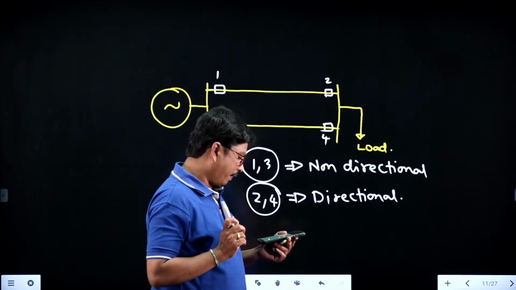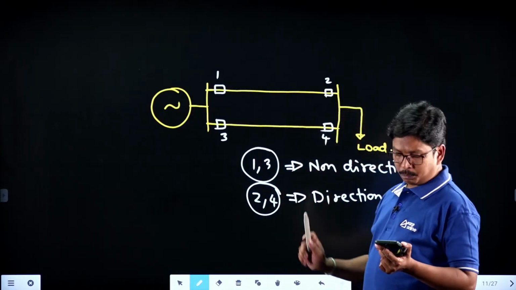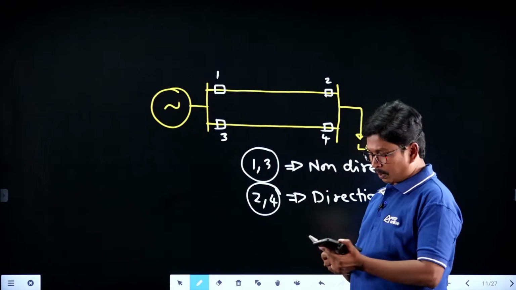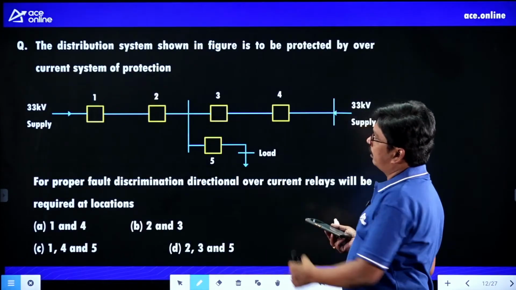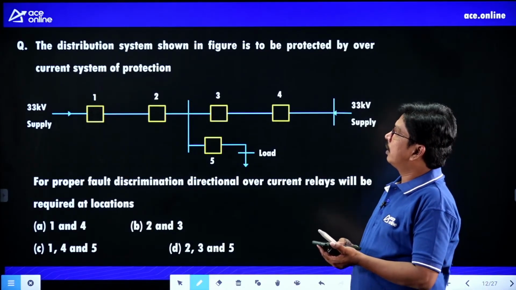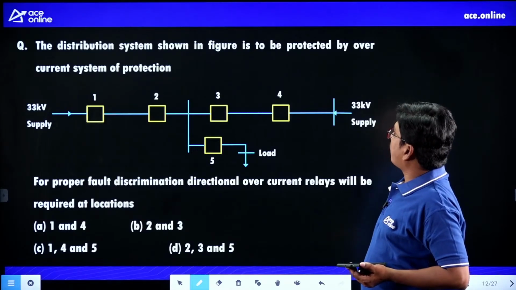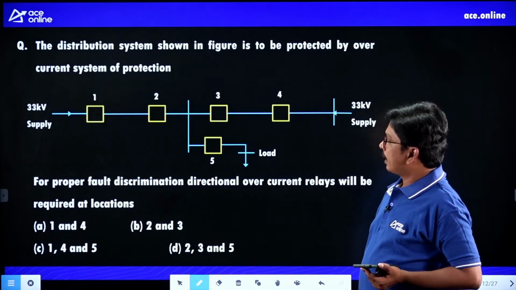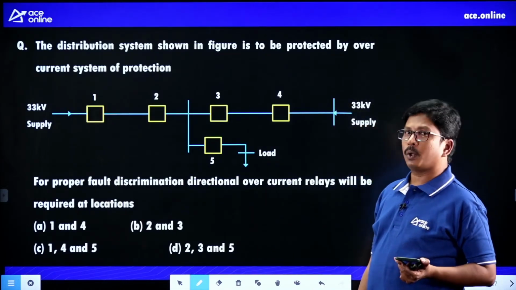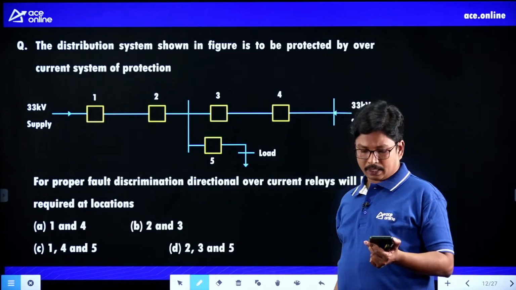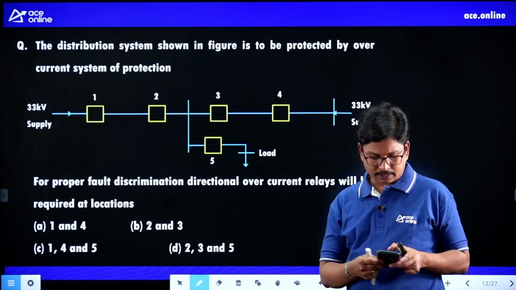Based on the same point, I will ask you one more question, students. Based on the same topic, whatever I have discussed here, I will ask you one more question. Try to give the answer for this question. The distribution system shown in the figure below is to be protected by overcurrent protection. For proper fault discrimination, directional overcurrent relays will be required at which locations? That's what I want to discuss here.